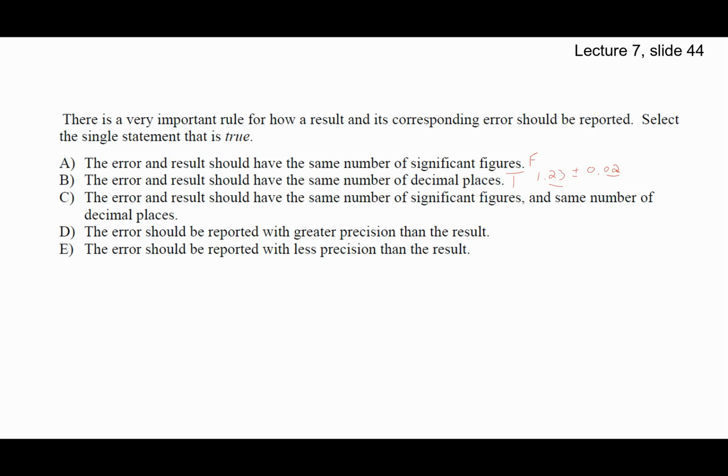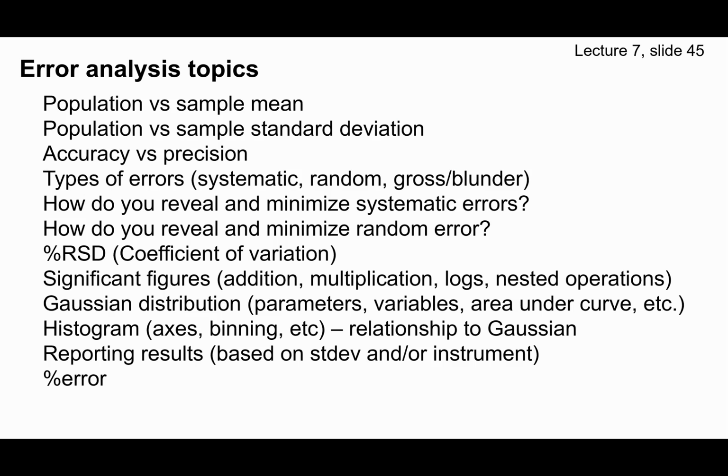C, the error and result should have the same number of significant figures and the same number of decimal places. Well, that is totally wrong. I mean, that's an and statement that combines A, so we already know that's false. The error should be reported with greater precision than the results. Oh, never true. Should be on the same order, right? And the error should be reported with less precision. Totally awful, right? So the answer, of course, for this will be B.